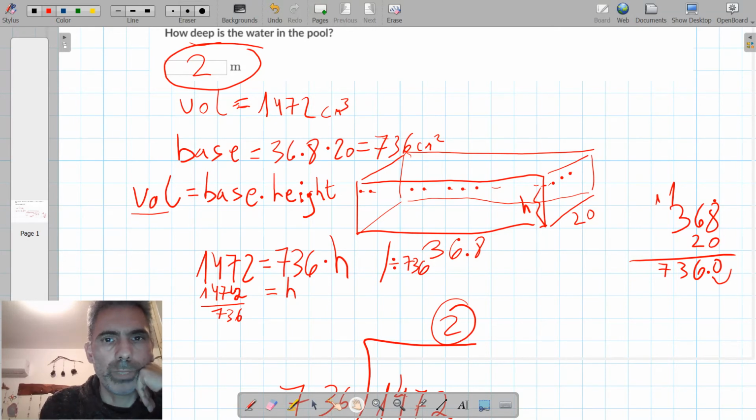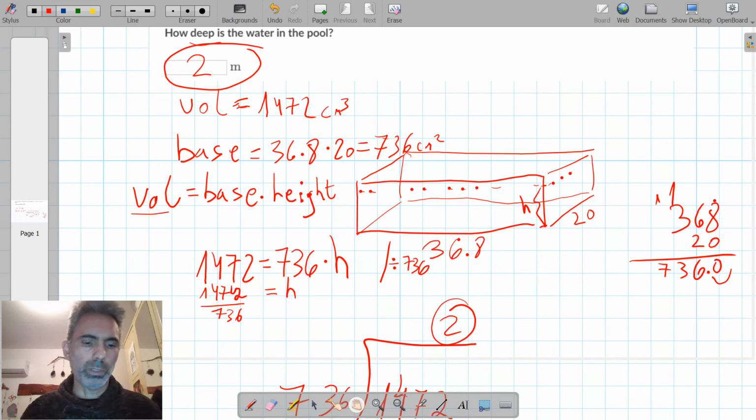Okay, because if the base is 736 and the volume is 1472, if you multiply the base times 2, 2 times 700 is 1400, 2 times 36 is 72. So 2 times 736 is 1472. Okay, so the answer is 2.